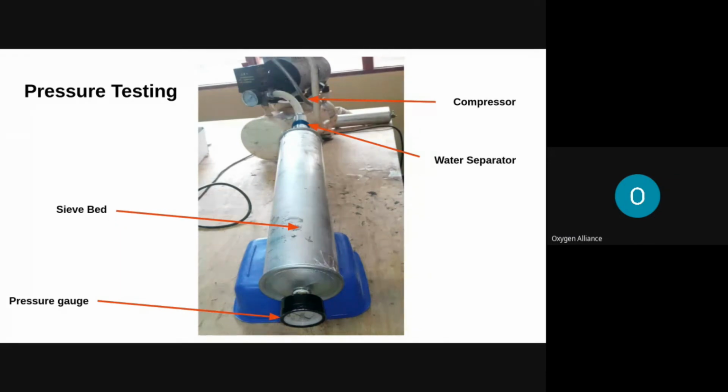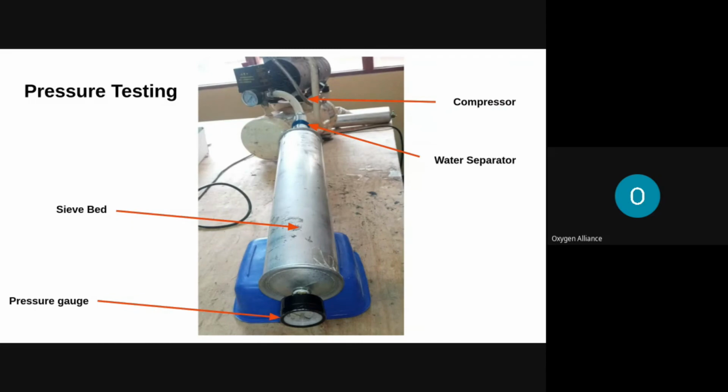We pressure test sieve beds at a good pressure value like 40 psi, because that actually simulates the output pressure that an oxygen concentrator compressor can produce. So filling the bed with 40 psi should actually do the job.